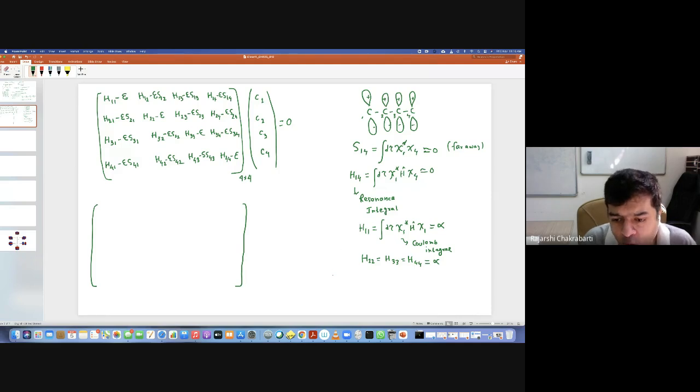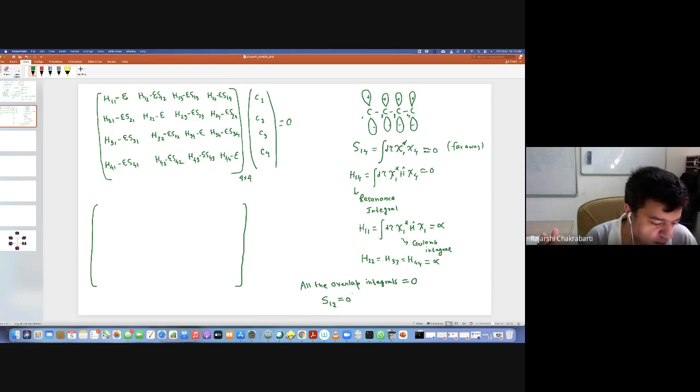Another assumption is that all the overlap integrals, not only S14, are 0. So even S12 is taken as 0. But if you do a real calculation, you'll see that S12 is 0.525 or something like that. It's not 0, but it is an assumption. Is it okay with you? This is due to Huckel. Are you following, all of you?